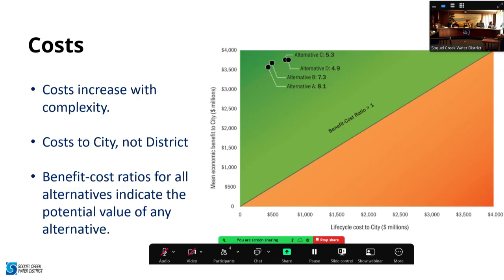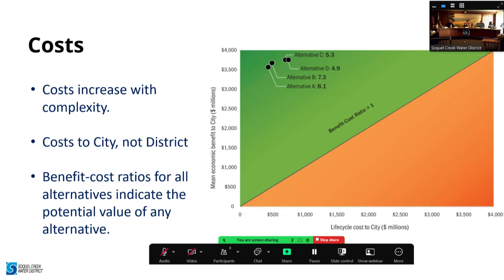One thing to note is that the costs in this analysis are costs that wouldn't be expected to be borne by district customers because the primary benefit would be to the city's water supply. And when we look at this cost benefit ratio, all of the alternatives are well over 1. And so that's what you're looking at to show that the overall benefit is going to outweigh the cost of implementing that. Because all of those values are so strongly over 1, it really indicates that any of the alternatives could bring value.